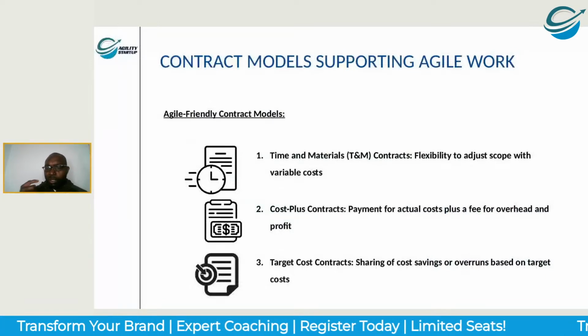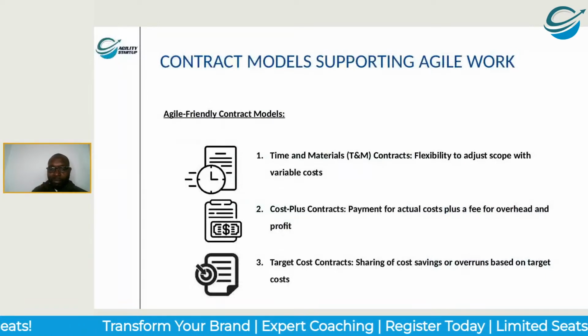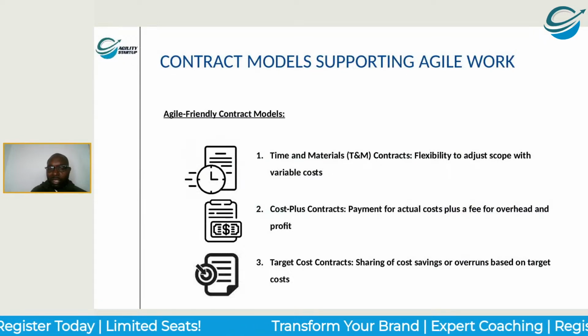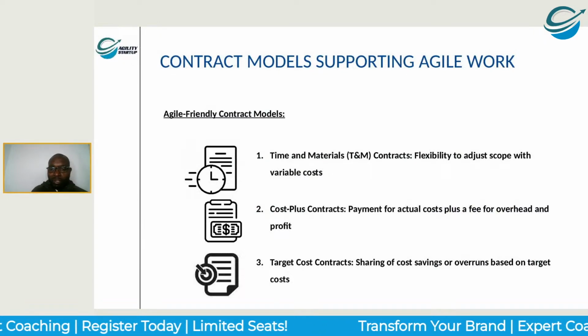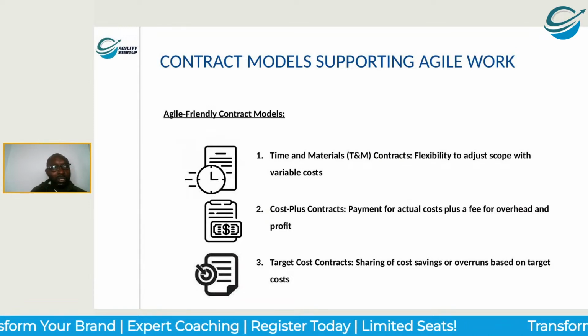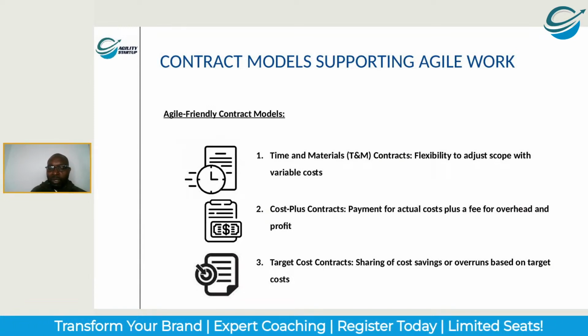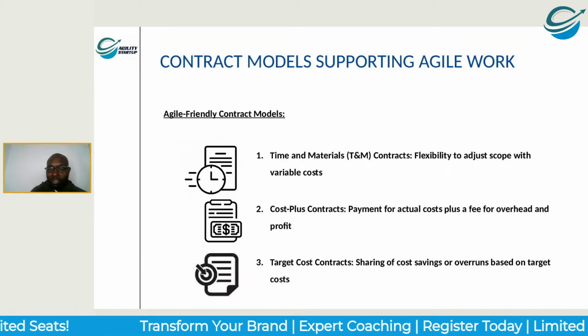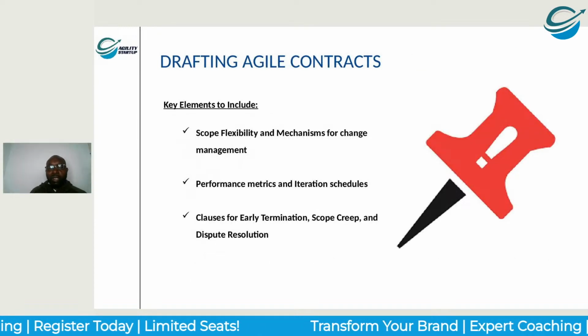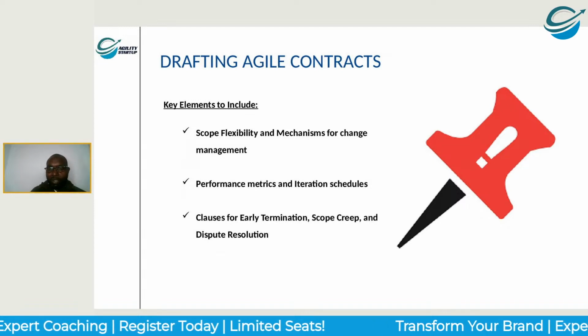Next, contract models that support agile work. There are different key elements that are crucial. Agile-friendly contract methods include T&M contracts, cost plus contracts, as well as target cost contracts. All of these are contract types that are friendly to the agile methodology.